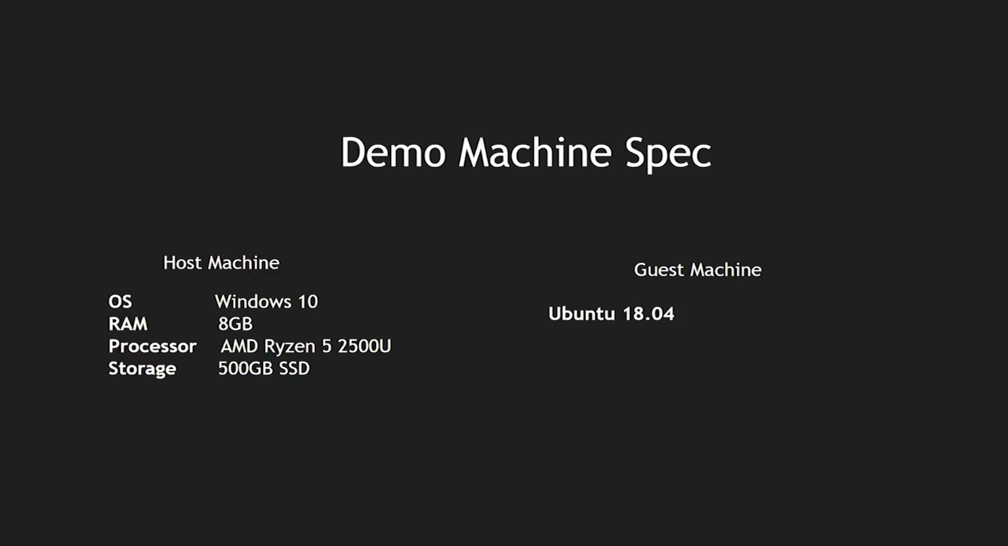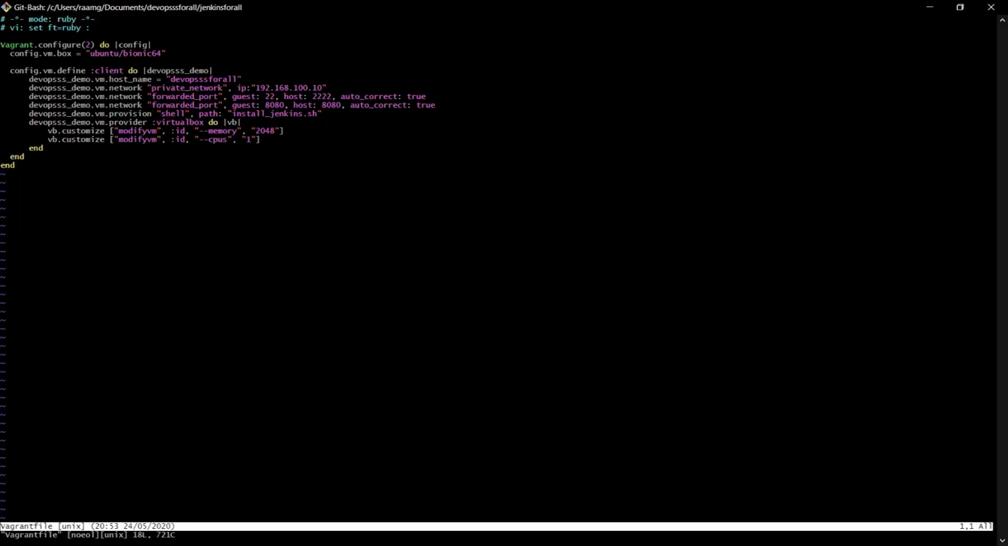I am using Windows 10 system with 8 GB of RAM and 500 GB of SSD storage as a host machine and Ubuntu 18 as guest machine for this demo. This Vagrant file will be used for setting up Jenkins on your local machine.